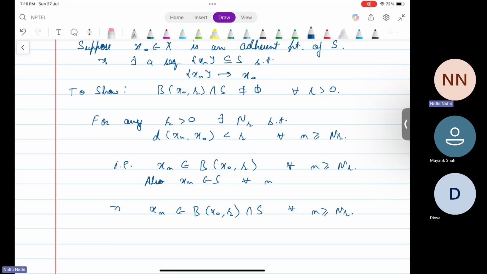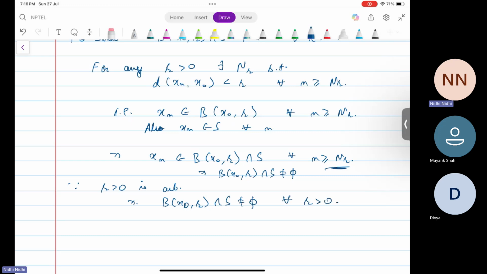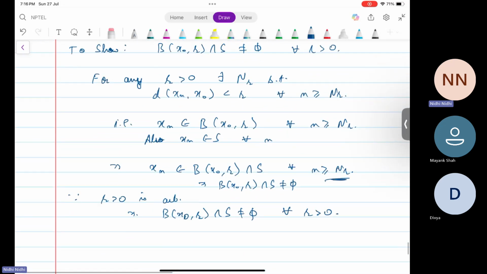Now, since this r positive was arbitrary, since for any r, I was able to find a lot of elements because after this stage nr, all the terms are in B(x naught, r) intersection S. That means for any r, we can find not just one, a lot of elements in this intersection B(x naught, r) intersection S. Therefore, since r positive is arbitrary, this implies B(x naught, r) intersection S is non-empty for every r positive. So I hope this part was clear.